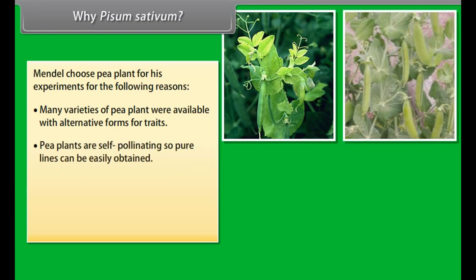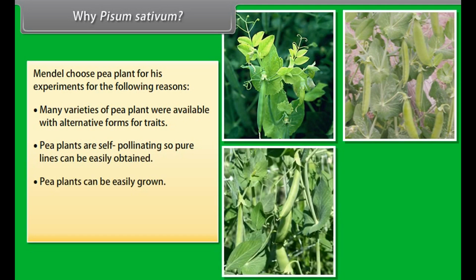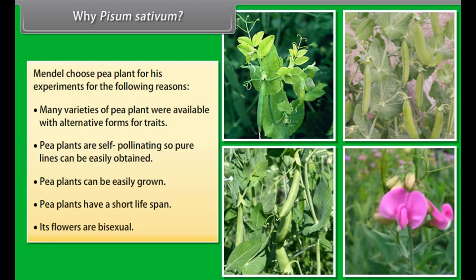Pea plants are self-pollinating, so pure lines can be easily obtained. Pea plants can be easily grown. Pea plants have a short lifespan. Its flowers are bisexual. Stages of Mendel's experiments.